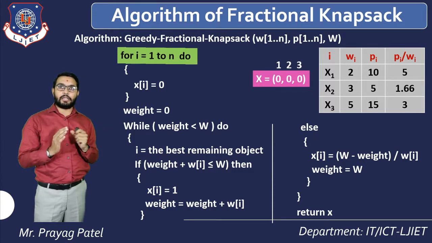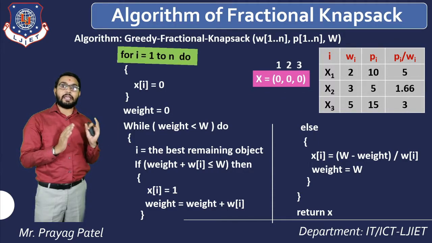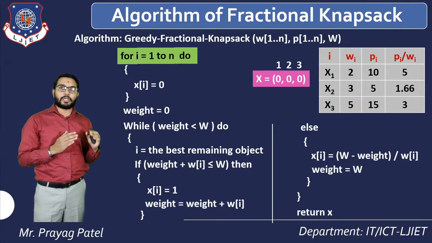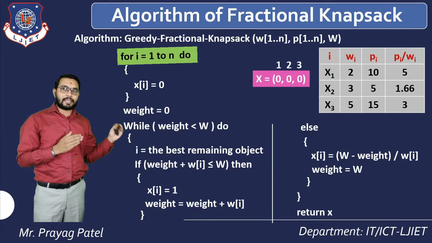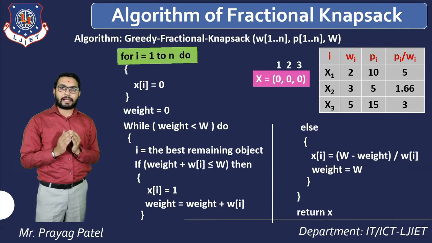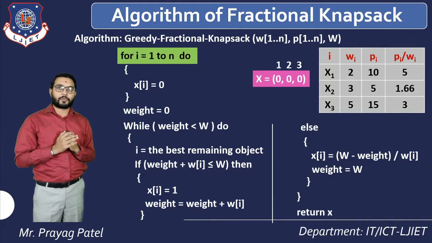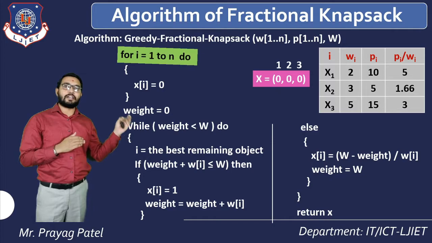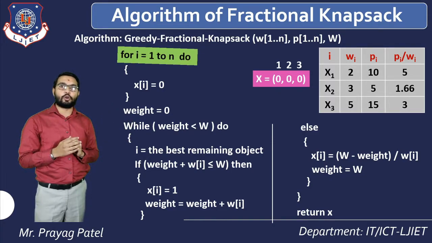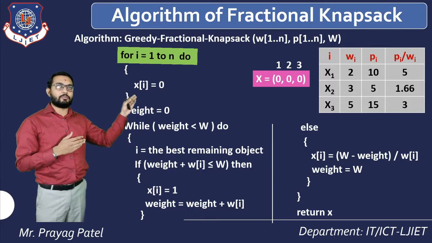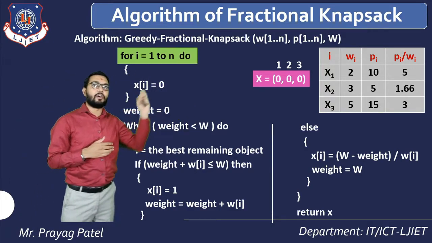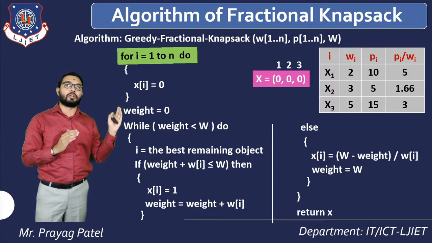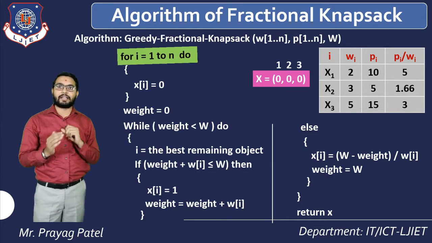If 3 objects are there, then xi equal to 0 for i equal to 1 to n, meaning n equal to 3. What is the meaning of x? X means the selected object. Initially no object is selected, so the initial value of xi is 0 for each and every position. Here with 3 objects we have 3 steps: x1 equal to 0, x2 equal to 0 and x3 equal to 0, meaning no object is selected.